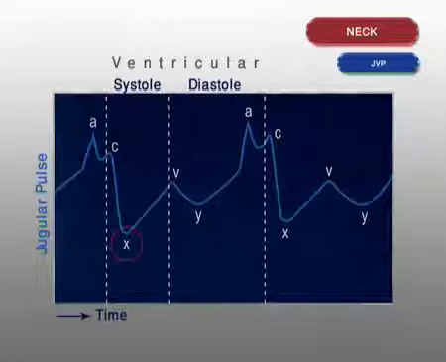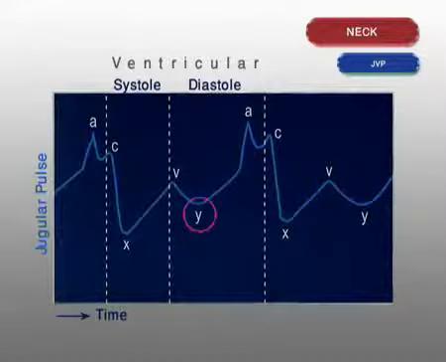The first negative wave is the X wave, which comes after the atrial contraction, i.e. after the A wave, and it is due to the reduction of pressure in the right atrium due to right atrial relaxation. The second negative wave is the Y wave, which comes after the V wave, and it is due to sudden opening of the tricuspid valve and sudden flow of blood from right atrium to right ventricle, and this will be associated with severe reduction of the pressure in the right atrium, giving us the Y wave.